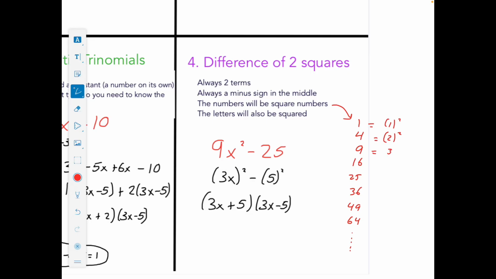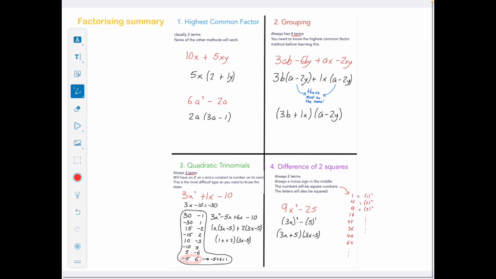Okay, dot, dot, dot. Why are these my square numbers? Because this is 1 squared, this is 2 squared, this is 3 squared. You can continue on that pattern there. So 4 different types. We need to be able to recognize them. We'll go through 1 or 2 examples of each now.